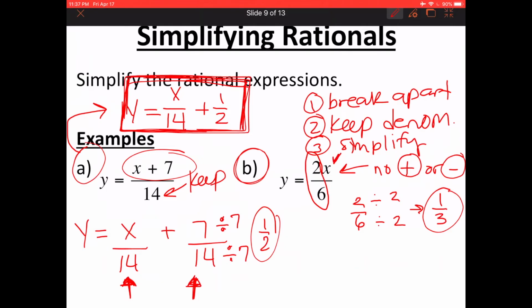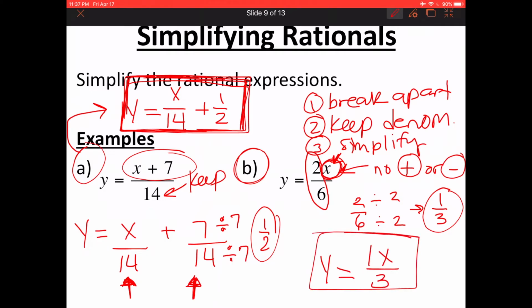The x is going to stay right where it was in the numerator. So my final answer would be 1x over 3. Okay? All I did there was simplify. There was no plus or minus, so there was nothing to break apart. It was just putting your fraction in lowest terms. All right, guys?